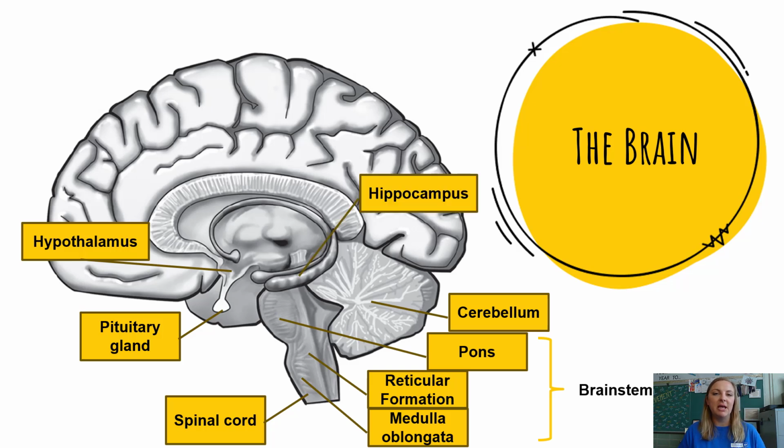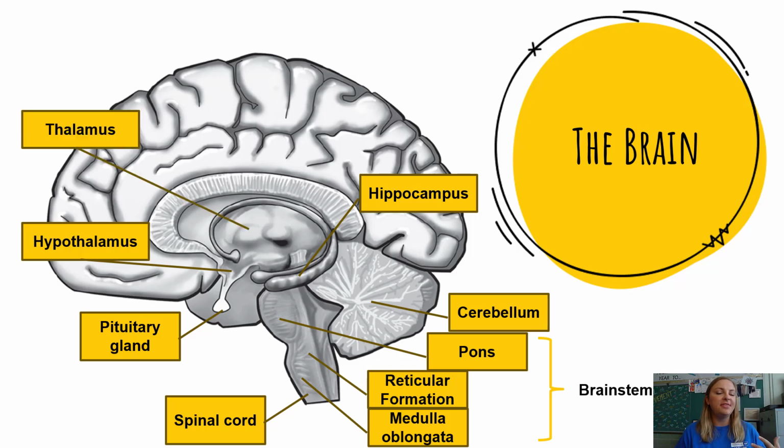The next structure is the hippocampus. The hippocampus is super important for memory, learning, and spatial navigation. The major thing we're going to talk about with the hippocampus over the course of this year is that the hippocampus is the structure in our brain that allows us to create new memories.